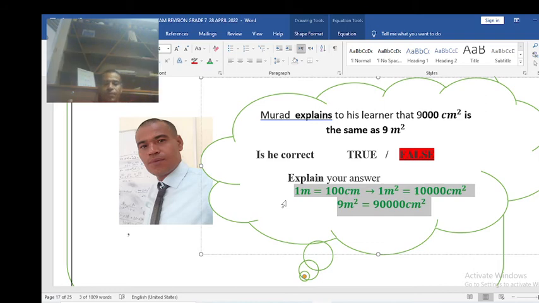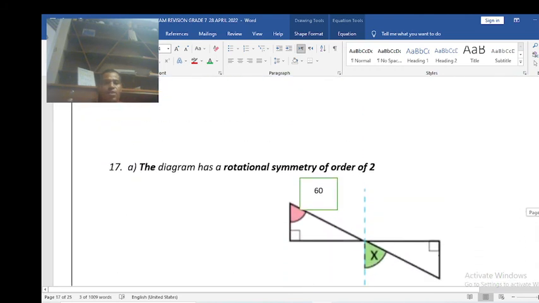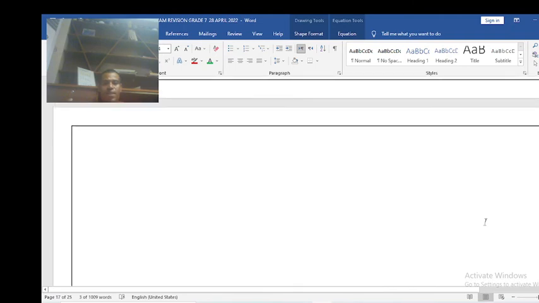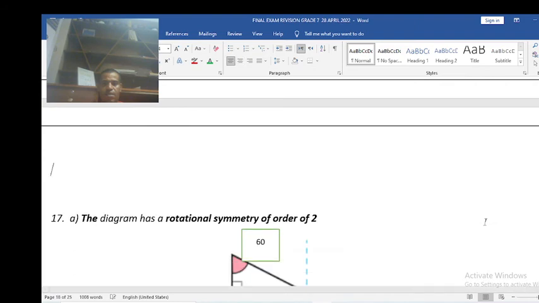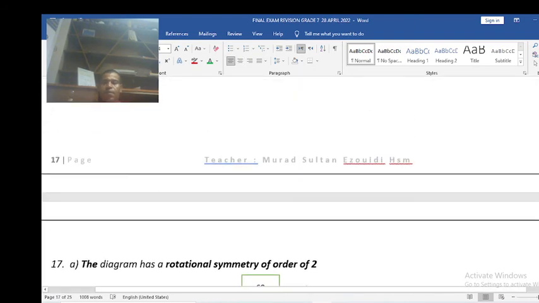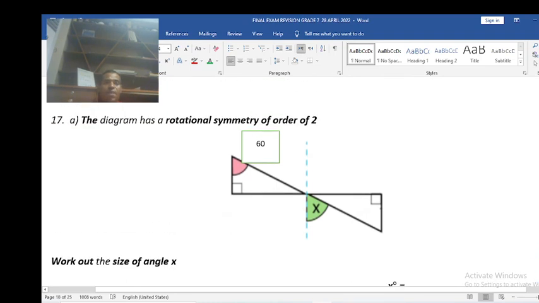Okay, now we move to the next part. Question number comes in. Do it. Okay. Now, the diagram below has a rotational symmetry of order 2. This angle is 60 degrees. This angle is 60 degrees. The question is, work out the size of the angle X.